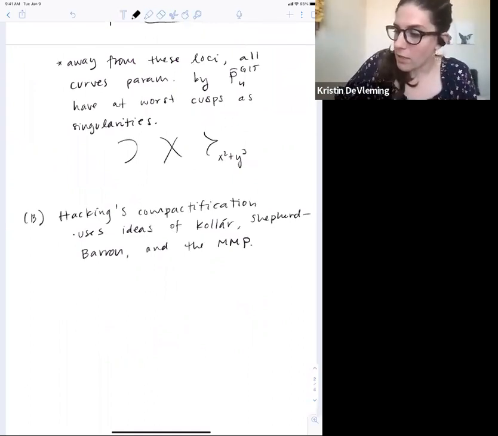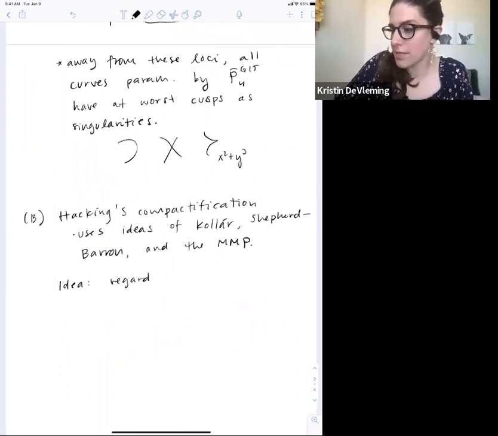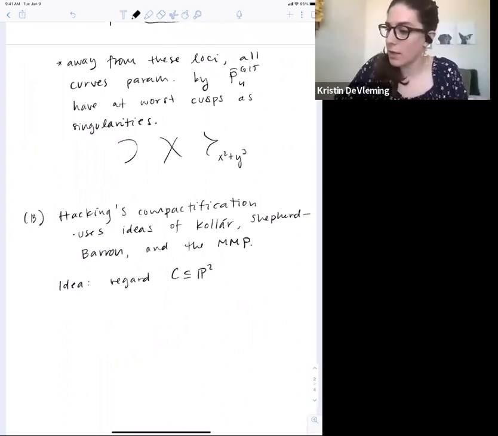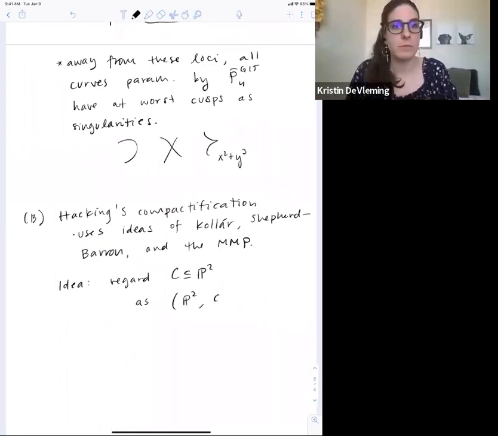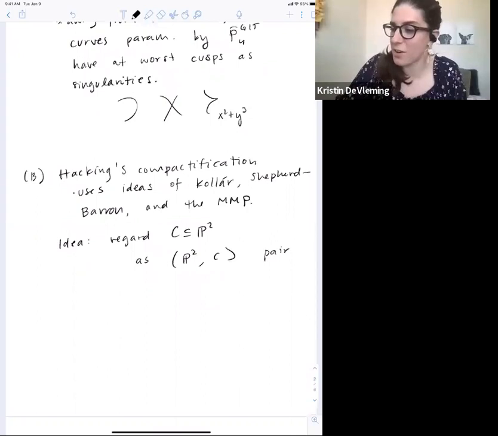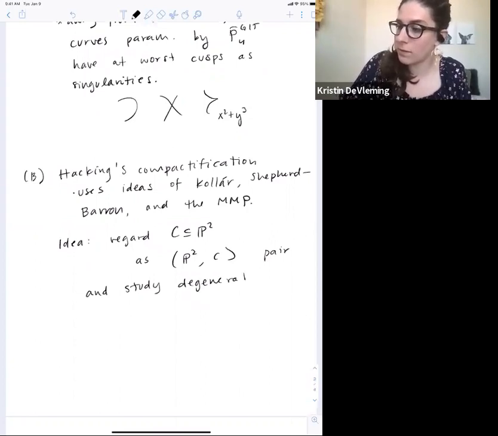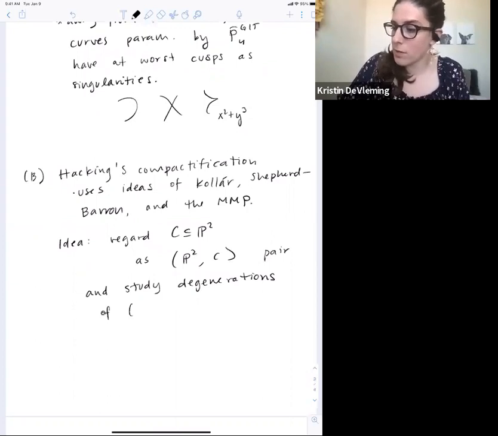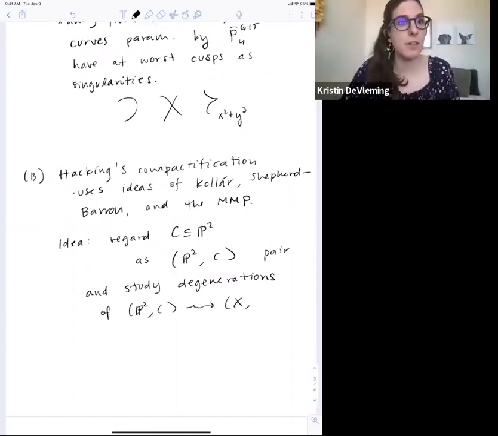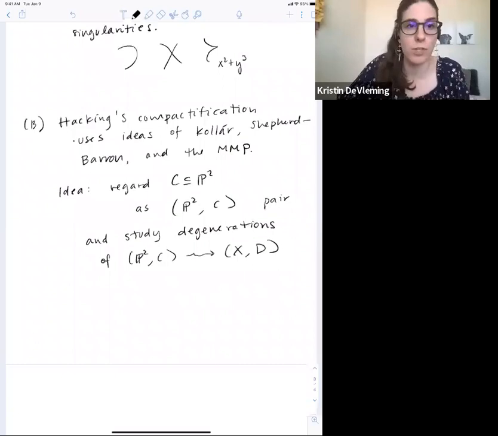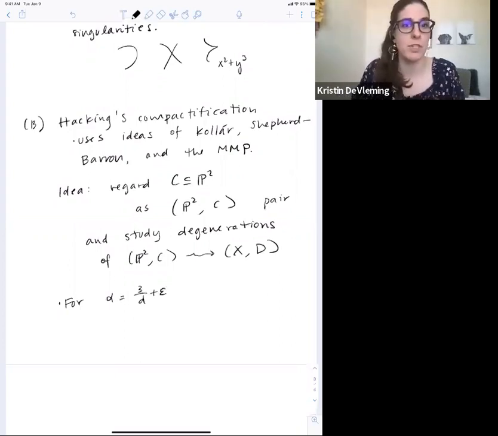Well, we will regard our curve, instead of just a curve embedded in P2, as a pair. The benefit of doing this is that we can study degenerations of the pair. So now our surface that contains the curve might be a degeneration of P2, and our curve might degenerate to some singular curve on that surface. And what Hacking did was include a coefficient in front of the curve. So let's say alpha is 3 over d plus epsilon, where epsilon is some sufficiently small number.